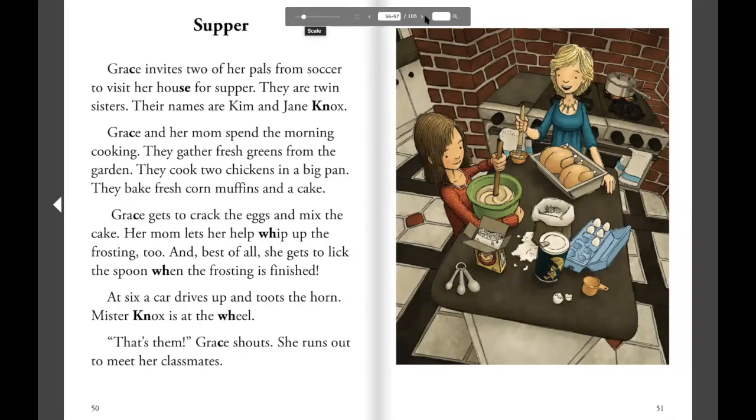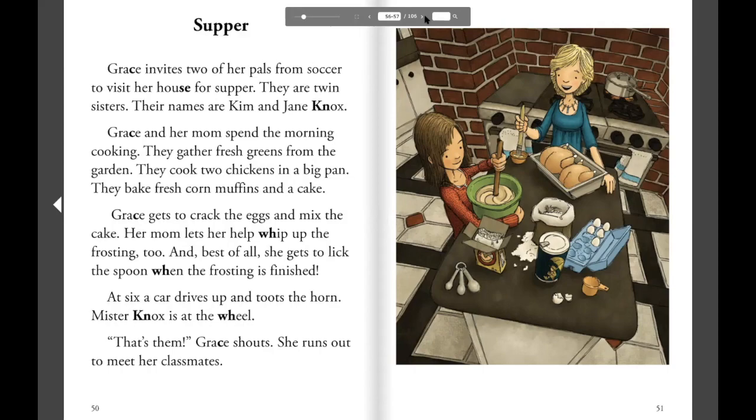Supper. Grace invites 2 of her pals from soccer to visit her house for supper. They are twin sisters. Their names are Kim and Jane Knox. Grace and her mom spend the morning cooking. They gather fresh eggs from the garden. They cook 2 chickens in a big pan. They bake fresh corn muffins and a cake.